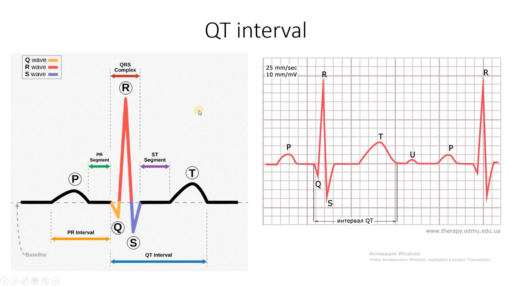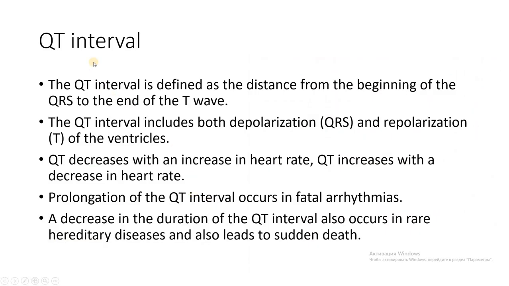Next one, QT interval. We can see here the QT interval, from the beginning of the QRS complex until the end of the T. And here also we can see the QT interval from the beginning of the QRS complex until the end of the T. The QT interval is defined as the distance from the beginning of the QRS to the end of the T wave. The QT interval includes both depolarization and repolarization of the ventricles.